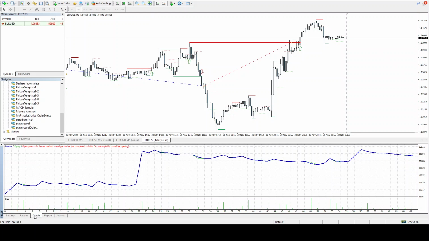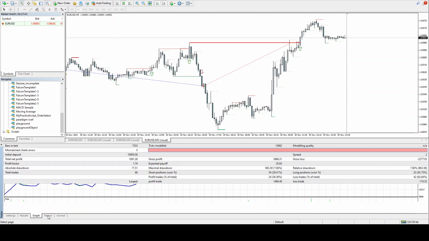So look at the equity curve this time around. See how smooth the equity curve is compared to the previous one. The previous one had a lot of drawdown, and there's still a little bit of drawdown here as well, but we can see that overall it's mostly pointing to the upside.